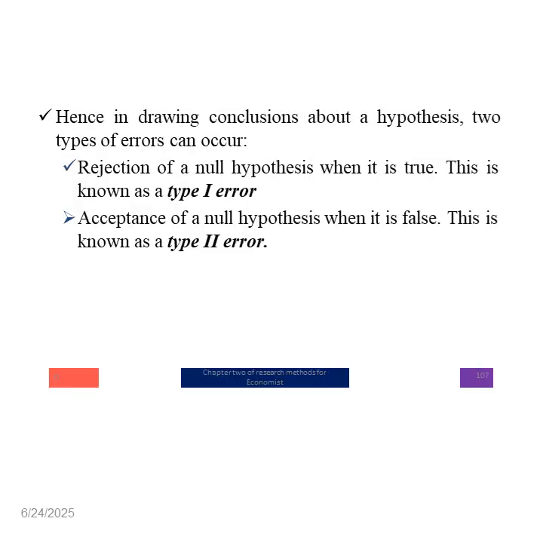Hence, in drawing conclusions about hypotheses, two types of error can occur. Again, let us see. Rejecting the null hypothesis when it is true is a type 1 error. Accepting the null hypothesis when it is false is known as a type 2 error. This is when we are testing hypothesis, so we have to take care not to make such errors, okay?